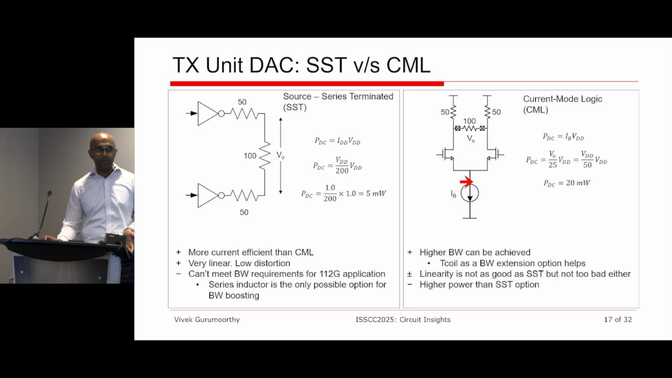as soon as you have a current source here, as you all know, you need to keep the current source in saturation. So if you need to keep the current source in saturation, you are limited in how much voltage you can swing and how that affects the linearity of the current source itself. However, there are reasons to go for this DAC because the bandwidth of these DACs is much higher since you are moving in the current domain.